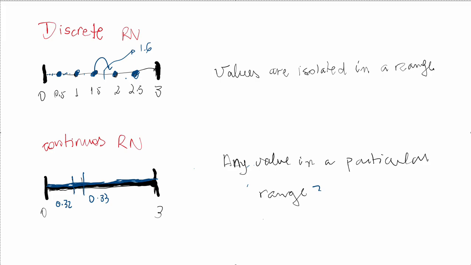So the values that the variable can assume are actually islands, per se. If you want to go to the next value, you have to jump, right? Each value is isolated. This is a discrete random variable or value.